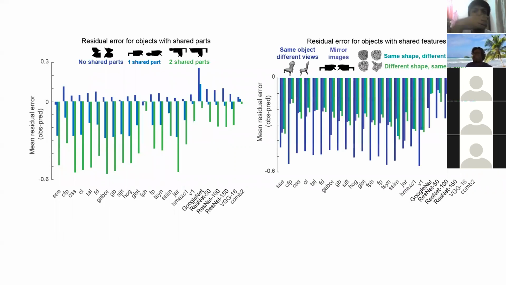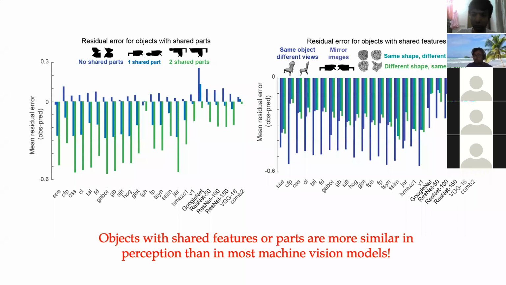Further, we also looked at object pairs which have the same object but in different views, or if they're mirror images of each other, or if they have the same shape but a different texture, or a different shape and the same texture. In all these cases, we found that the mean residual error is actually negative, which means the observed distances measured in humans are smaller than what the model predicts. So objects with shared features or parts are more similar in perception than in most machine vision models. Is that clear?